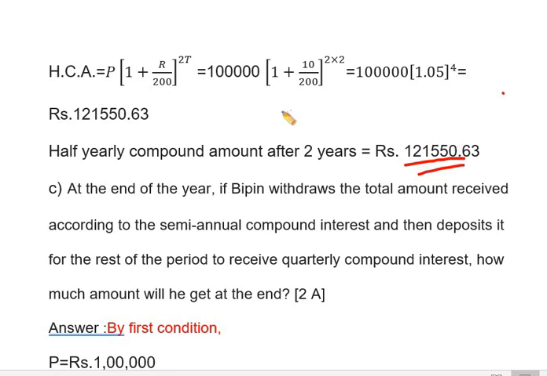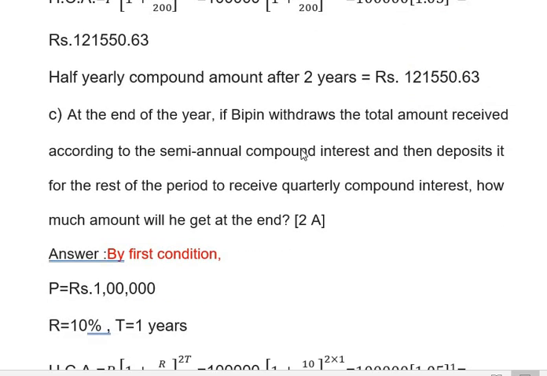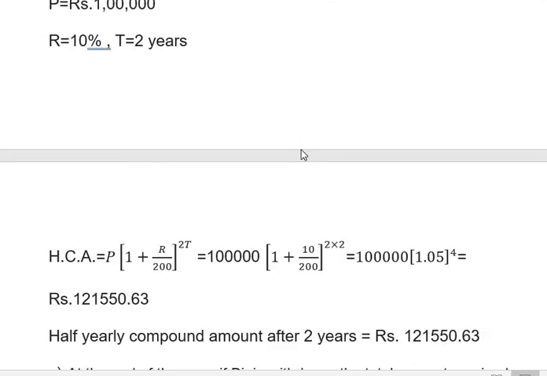Now it is the compound amount. If you want to find the compound interest, CI, you can write compound amount minus principal. So if you subtract 1 lakh from 1,21,550.63, then 21,550 rupees 63 paisa is left, which is our interest. But the question does not ask to find the compound interest in the case of part B.